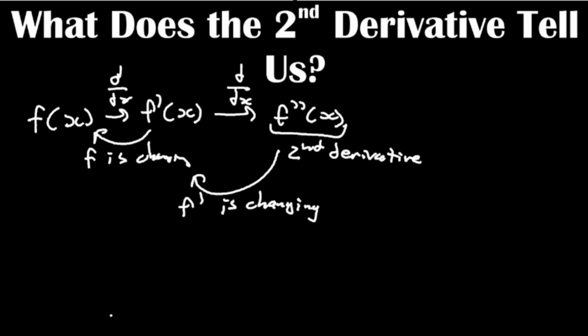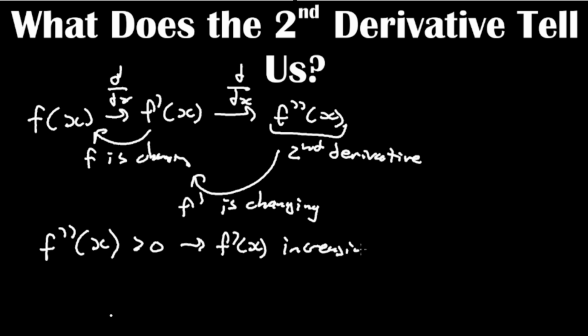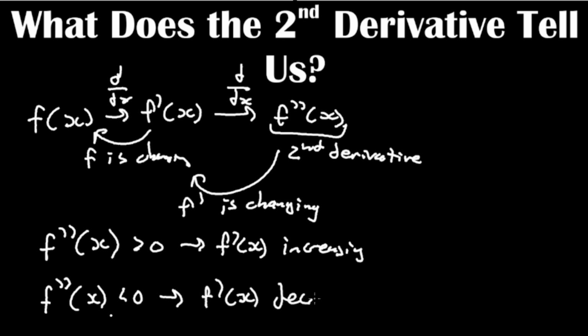So if the function's second derivative is greater than 0, that means that f prime of x, the first derivative, has to be increasing. That's similar to how when f prime is positive, f of x is increasing. On the other hand, when f double prime of x is less than 0, f prime of x is decreasing, like how f prime of x being negative means that f of x has to be decreasing.